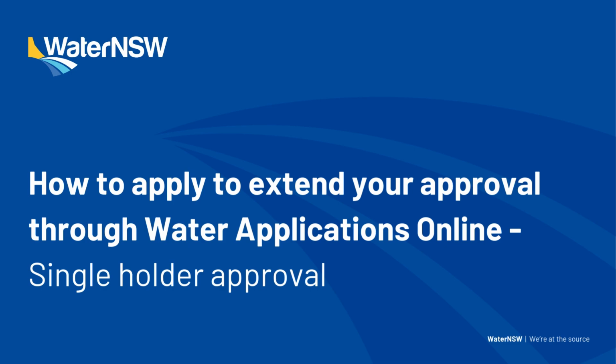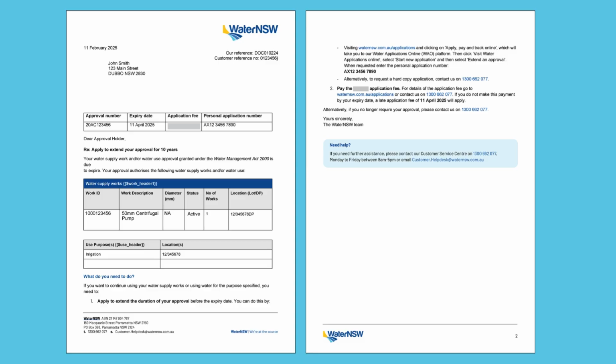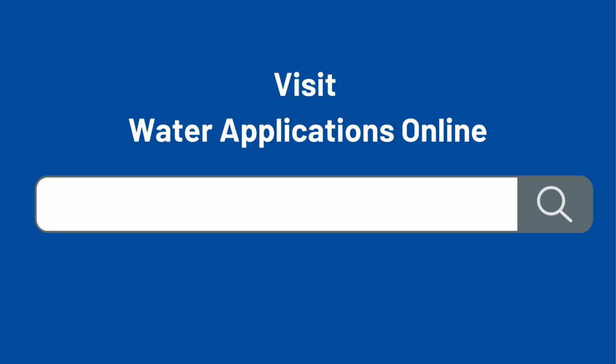This video will demonstrate how to apply to extend your approval through Water Applications Online if there is just one holder on the approval. Prior to the expiry of the approval, Water New South Wales will send you a letter with the information required on how to extend your approval.